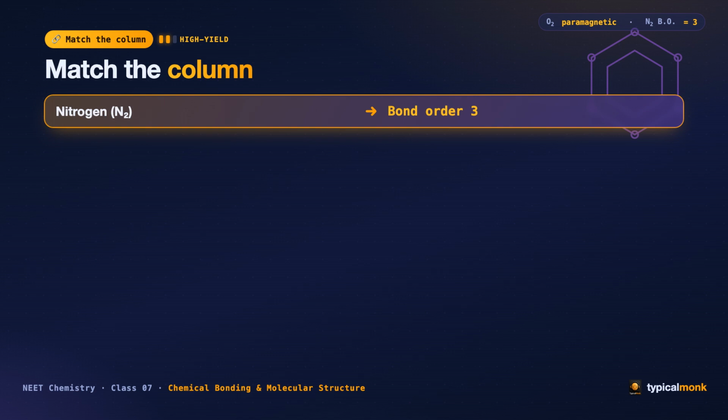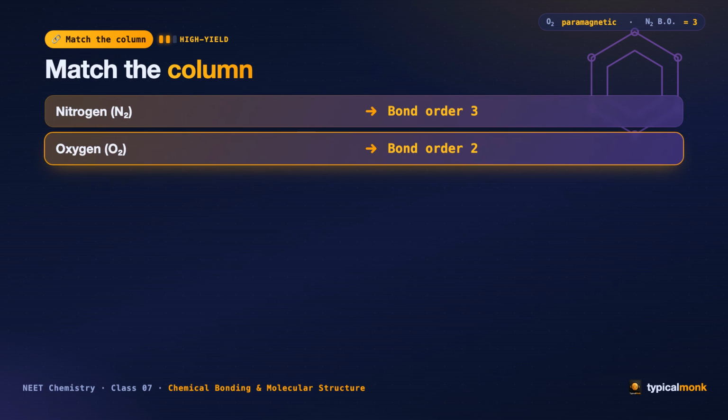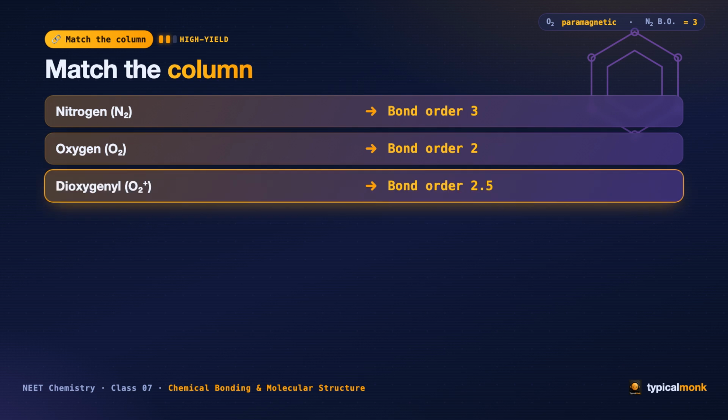Nitrogen. Bond order 3. A triple bond, short and unbreakable. The reason nitrogen fills the air. Oxygen. Bond order 2. A double bond, but with 2 unpaired electrons hiding inside. The dioxygenyl ion, O2+, bond order 2.5. It lost an antibonding electron, so it is stronger than oxygen.